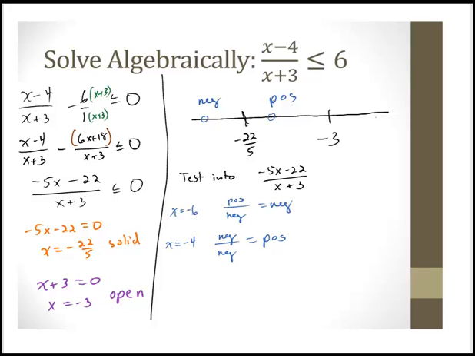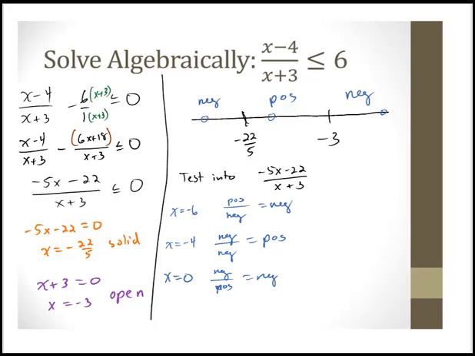And testing a value greater than negative 3. How about 0? Testing x equals 0, I'd have negative 5 times 0. Well, that's 0 minus 22 is negative, over 0 plus 3 is positive. And negative over a positive is a negative.